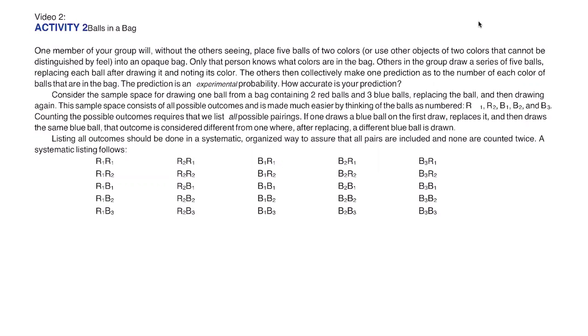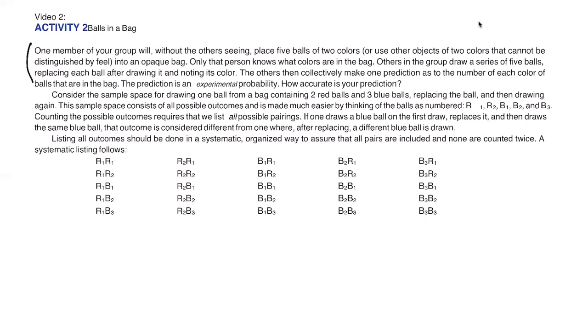The others then collectively make one prediction as to the number of each color of balls that are in the bag. The prediction is an experimental probability. How accurate is your prediction? In that first paragraph here, what they're talking about is developing an experiment, and the whole point of not being able to distinguish the feel of the objects is so that the probability is equal for each ball or object in the bag. If they're the same shape, weight, and feel, you're not more likely than the other to grab one in theory.